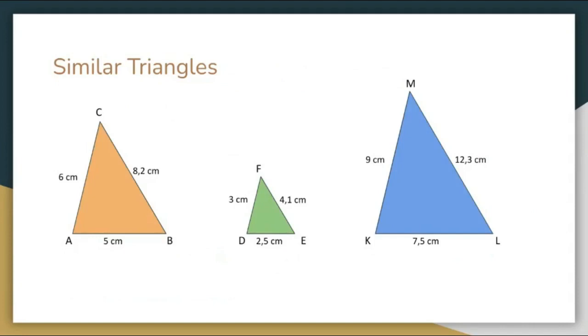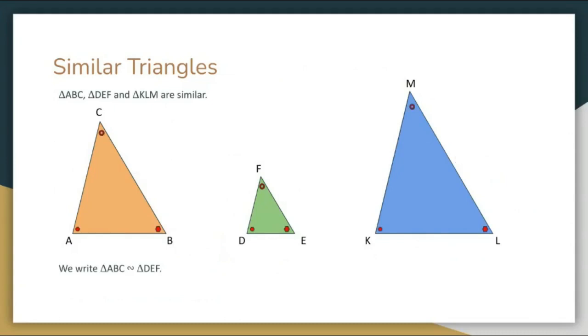Here you see three different triangles, but as you can see, they are quite similar, pun intended. The green one is half the size of the orange one, and the blue triangle is 3 times as big as the green one. We can say that triangle ABC, triangle DEF, and triangle KLM are similar. Without knowing the sides, we can also show that triangles are similar by drawing similar symbols in the angles to tell that they are equal.